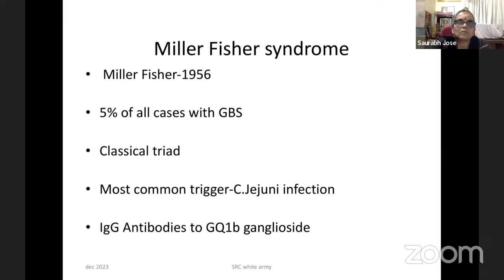And Miller-Fisher syndrome was described in 1956. It has the classical triad of ophthalmoplegia, ataxia, and areflexia. The most common trigger is Campylobacter jejuni infection, and you have IgG antibodies to GQ1b ganglioside.